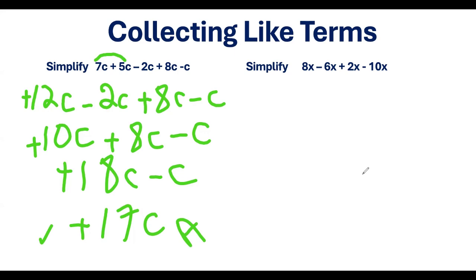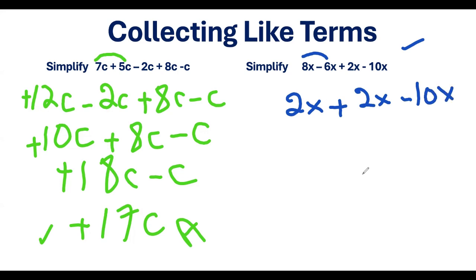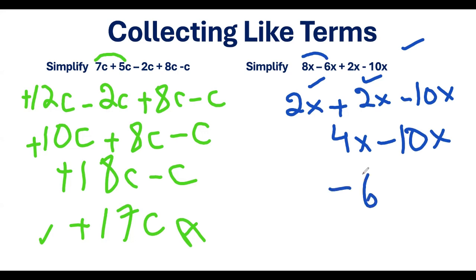Next question is 8x minus 6x plus 2x minus 10x. We will solve the first two. 8x minus 6x will give you 2x. Now, the remaining terms, 2x and 10x. Now you can add 2x and 2x. It is 4x. Now 4x minus 10x will give you minus 6x.